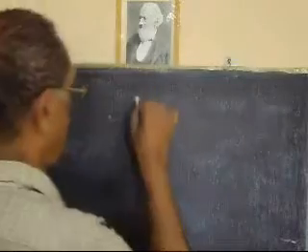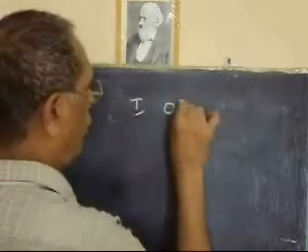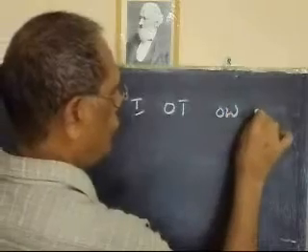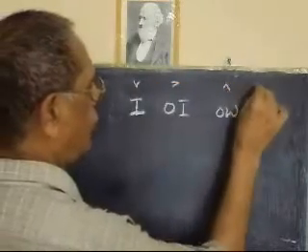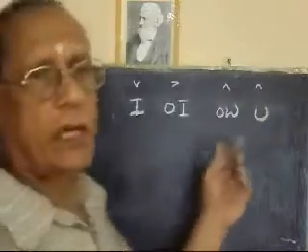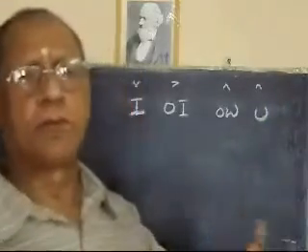Fifth chapter deals with diphthongs. A diphthong is a union of two vowel sounds in one syllable. There are four diphthong sounds: I, ow, I, you. These are called angular signs, very simple.